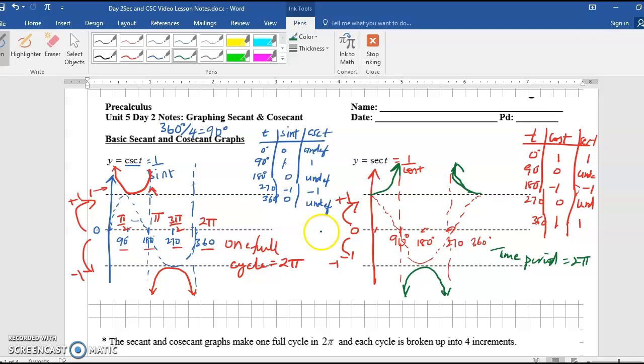The other thing to keep in mind is that for cosecant, for example, the vertical asymptotes are wherever sine t is 0, just a quick reminder, and for secant, wherever the cosine is 0. All right, so that's it for secant and cosecant parent graphs. I'm going to make a separate video to deal with transformed functions for secant and cosecant.